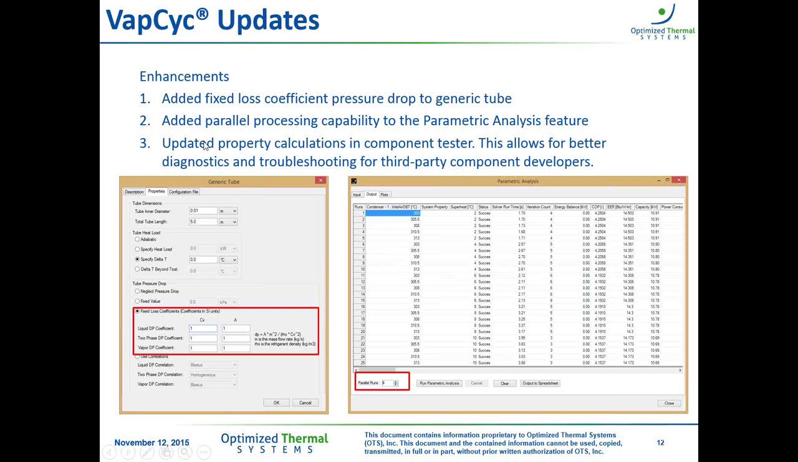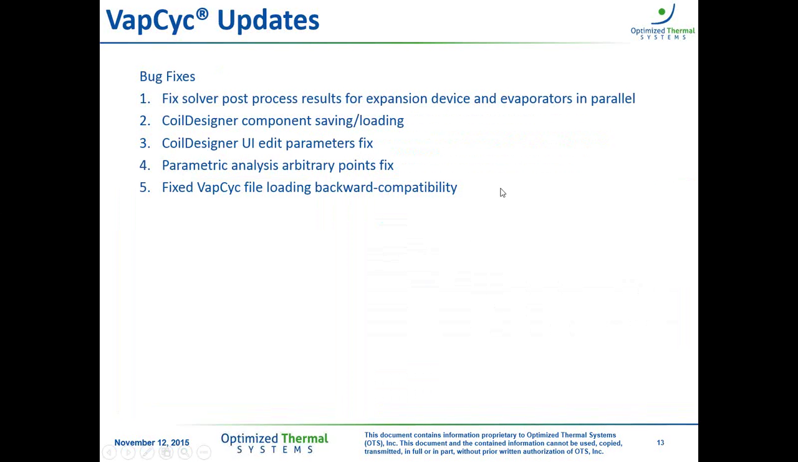This is number three, a little bit more targeted towards third-party developers and people who are developing custom software using the tool. There's a property calculations update to the component tester. So if you're doing any development work, developing your own modules to go into VapCyc, this pertains to you. Otherwise, this may not be noticeable.